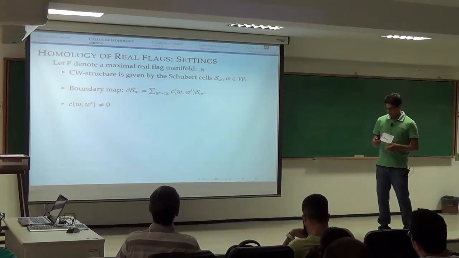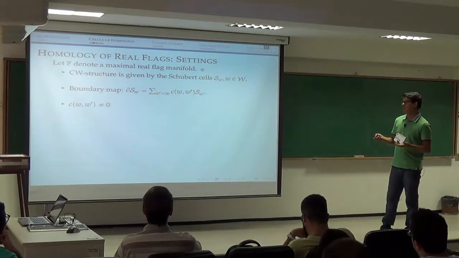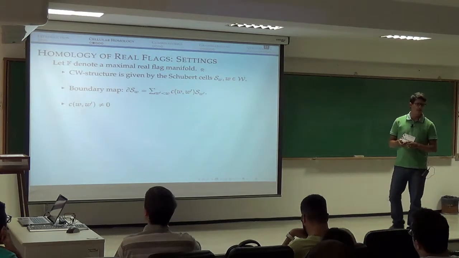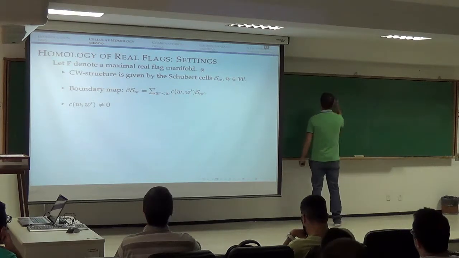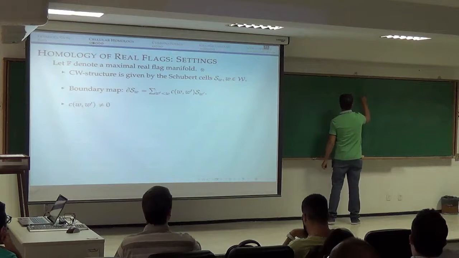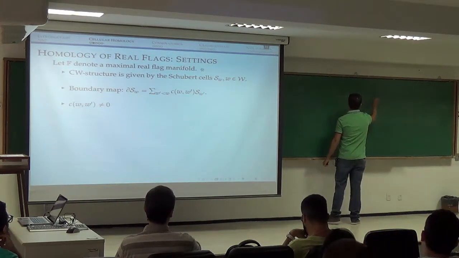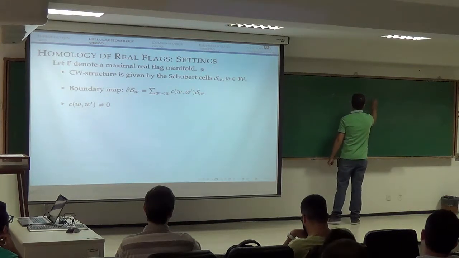so what is the theory? The first theory developed in my thesis is we begin with a maximal real flag manifold denoted by F, and we know that we have a cellular structure given by the Schubert cells. It's a consequence of the Bruhat decomposition, which gives the flag as a disjoint union of what we call the Bruhat cells. Okay, these are the Bruhat cells.